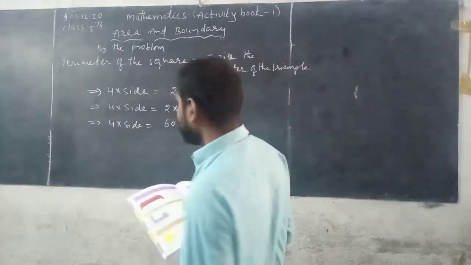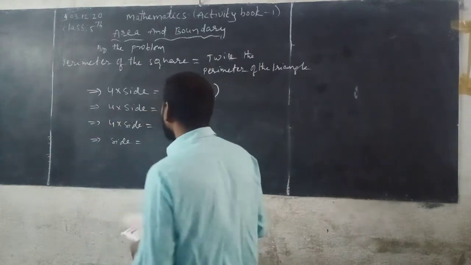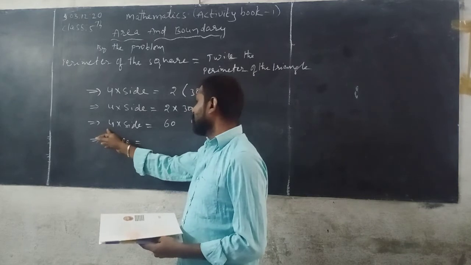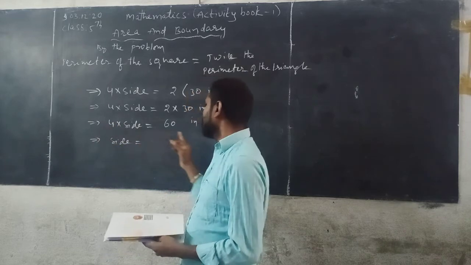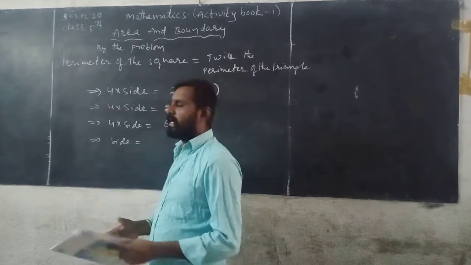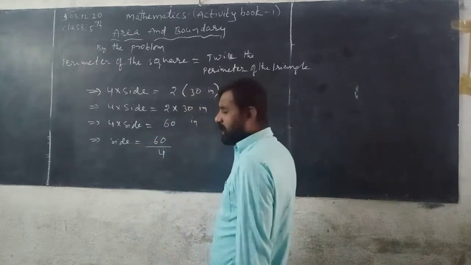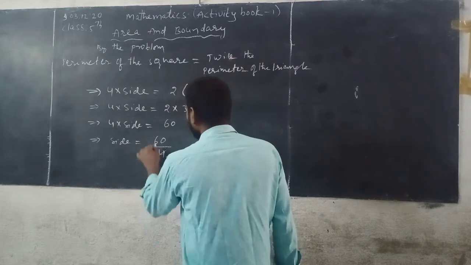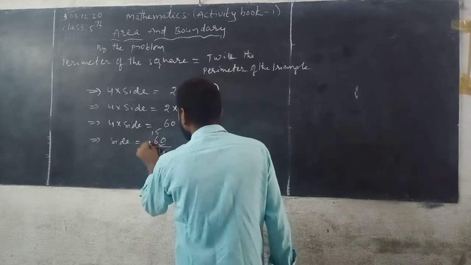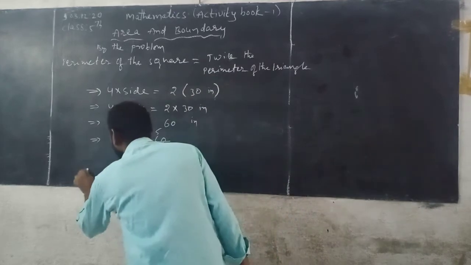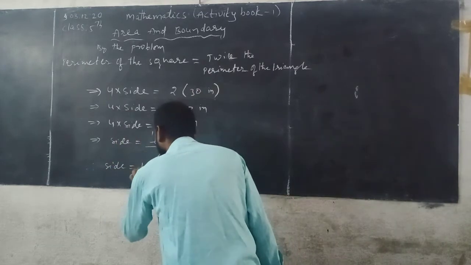See here, implies side is equal to, what is the relation between 4 into side? This is the relation between multiplication. So 4 is taken by this side, so it goes to divided, means 60 by 4. We can cut it. 4 ones are 4. 4 ones are 4. 2 left. So 4 fives are 20. Therefore side is equal to 15 by 1. You can get 15 inches.